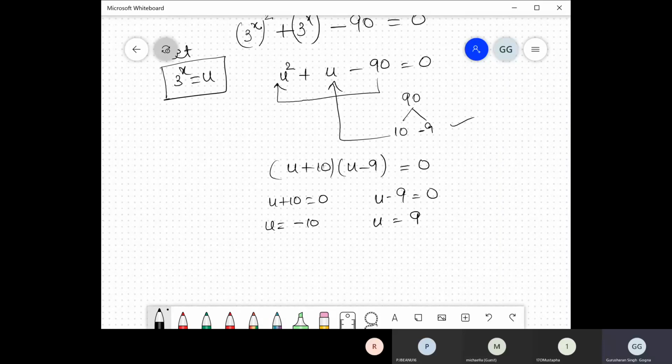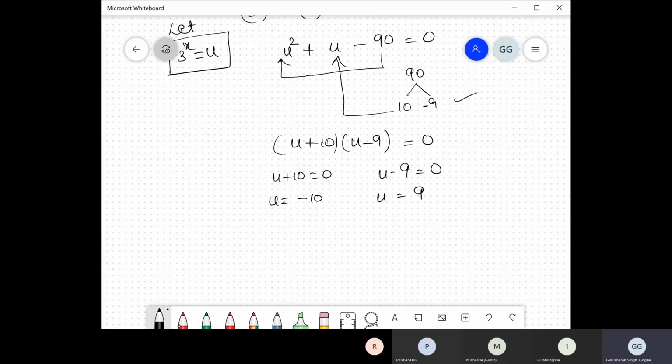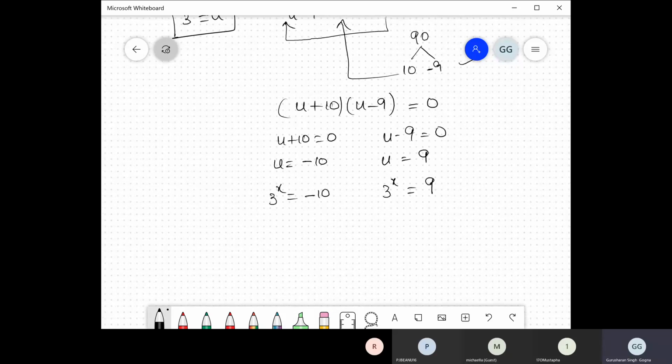According to the question, we will again replace u with 3 to the power x. That was our original substitution. So we will say, okay, if u is minus 10 and u is 9, then 3 to the power x equal to minus 10 and 3 to the power x equal to 9 as well. Okay. Now, how will you solve? Let's solve this one first. This is straightforward. So how will you solve this equation and get the x value?